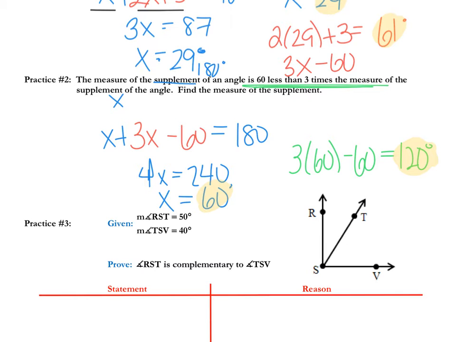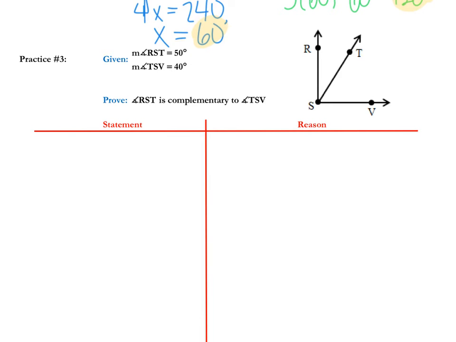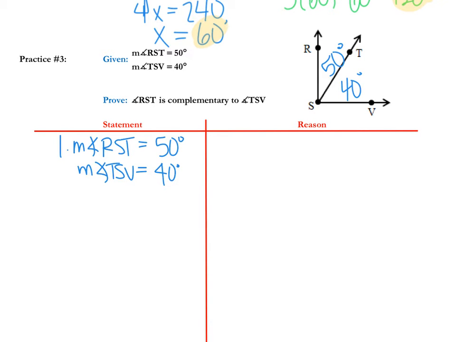Alrighty, let's get into a proof. So my proof, the given, always start with the given. So measure of angle RST equals 50 degrees. And measure of angle TSV equals 40 degrees. That was given to you, so you can go ahead and label that in the diagram. Remember that the only thing you can label on the diagram is something that is given to you or something that you can prove. So we're trying to find out that angle RST is complementary to angle TSV.